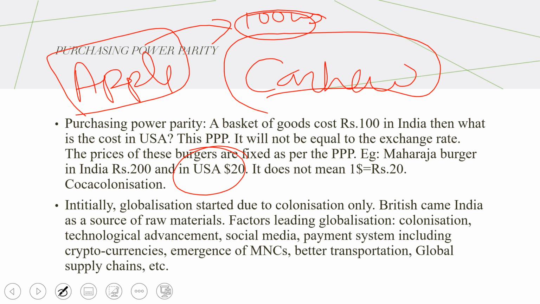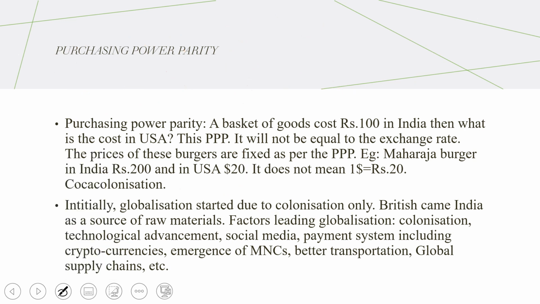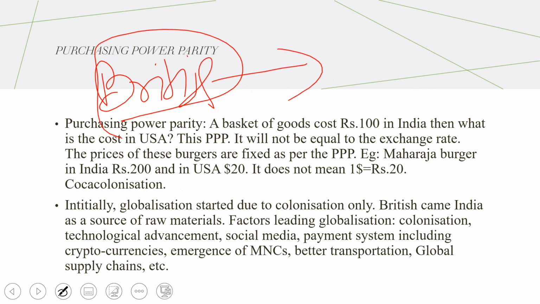Okay, so globalization initially started due to colonialization in India, or even in other states or regions that were colonies of the British, like America and all. So it started from colonization. How did it start from colonization? What happened when the British first acquired the regions? It was only because of business.